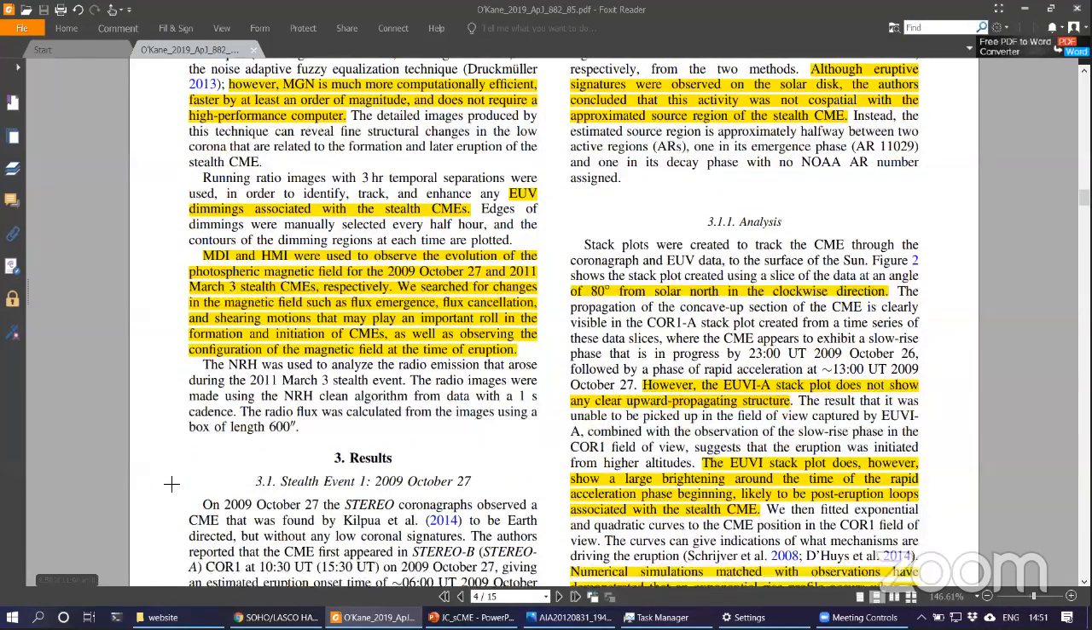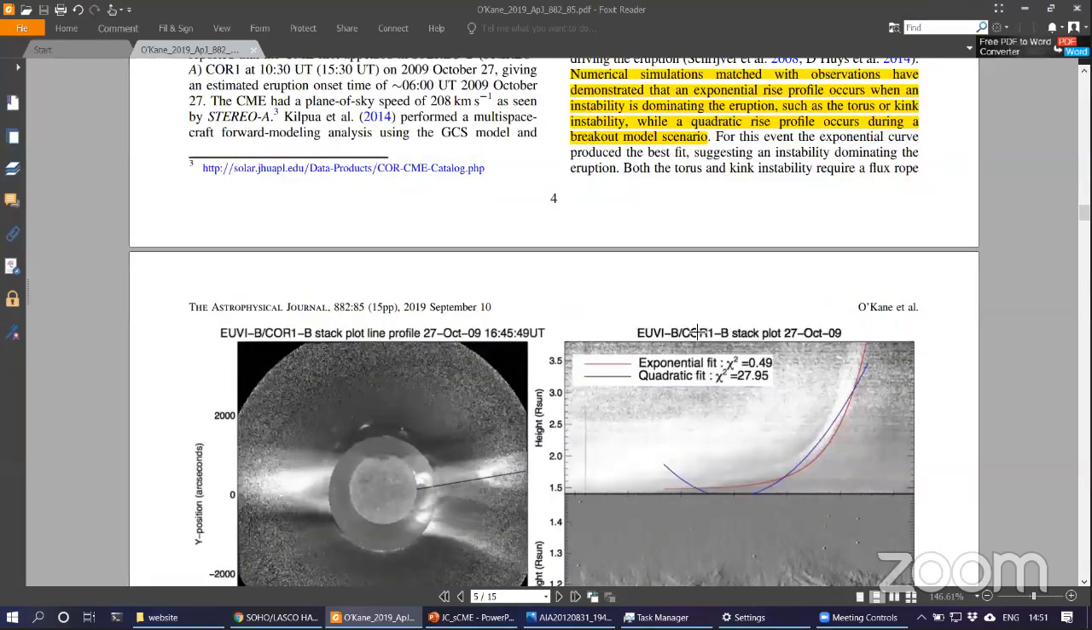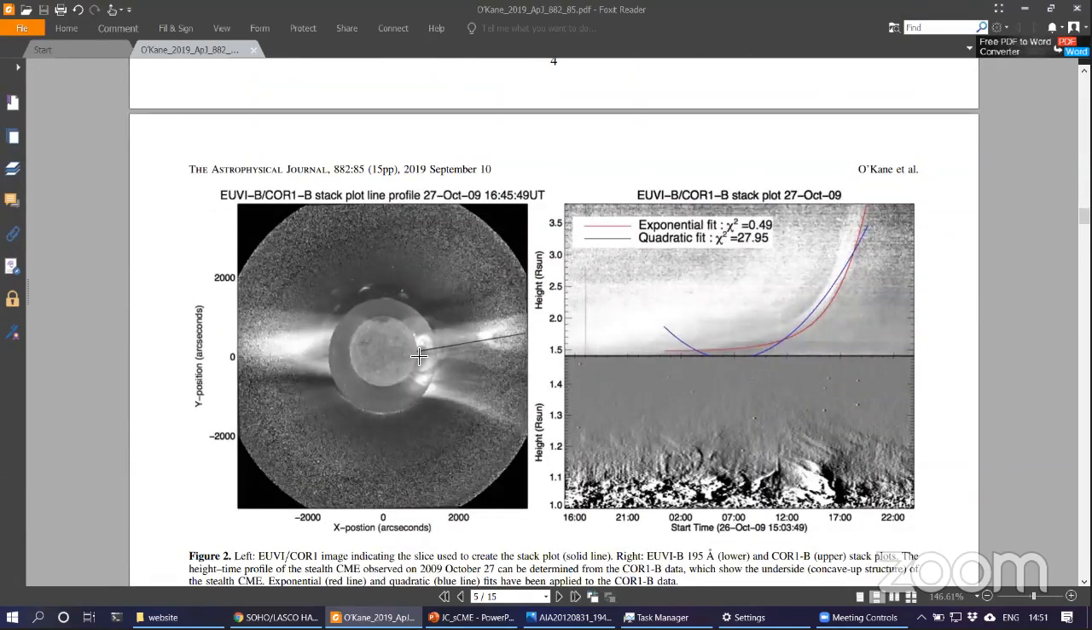Moving on to the results, overall they have mostly looked into these kinds of stack plots. As I told earlier, along this particular angle they have generated the stack plot. When the CME was erupting, you can see that there is a bright ridge here. You can see the shape of the ridge. As Rakesh was pointing out, the slow rise and the fast acceleration phase. Here it is evident that this is kind of an exponential curve.